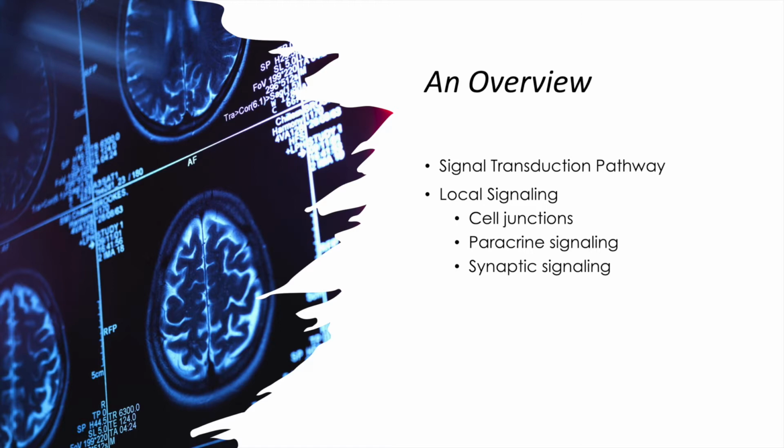Local signaling includes cell junctions, paracrine signaling, and synaptic signaling. Cells can communicate through direct contact, like gap junctions. Paracrine signaling occurs when one cell releases a signaling molecule extracellularly, and the signal affects neighboring cells with target receptors. A good example of paracrine signaling is the release of growth factors, which cause the multiplication of neighboring cells.